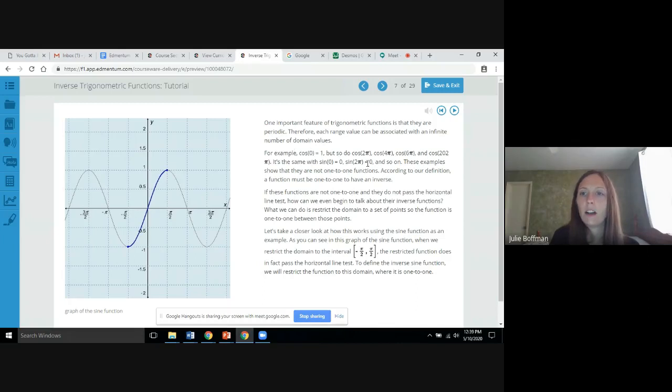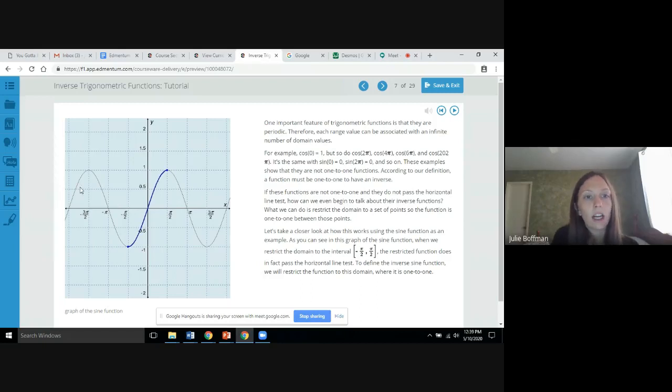Skip the cosine part. It's the same with sine. Sine of 0 is 0, but then also sine of pi is 0, sine of 2 pi, sine of 3 pi, forever. There's more than one x value for every y value. So according to our definition, a function must be one-to-one. This is not one-to-one because it would fail that horizontal line test.